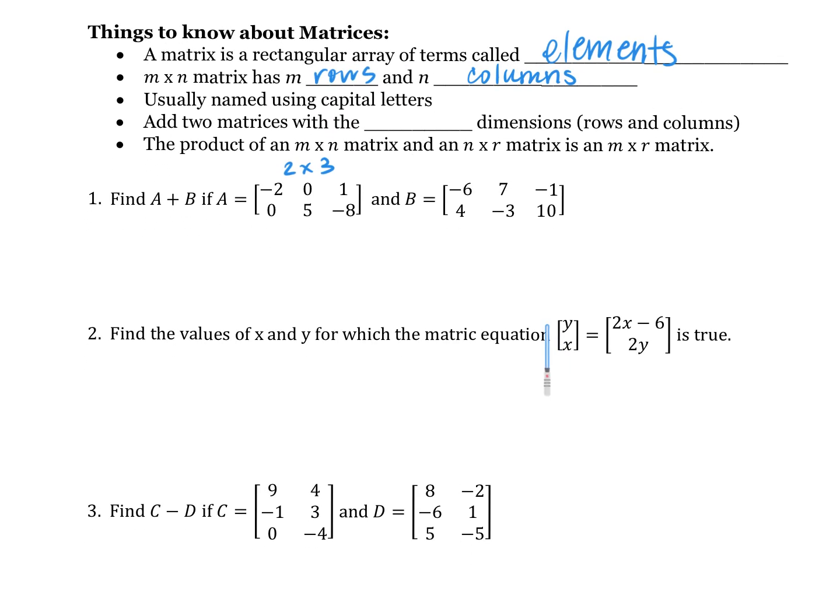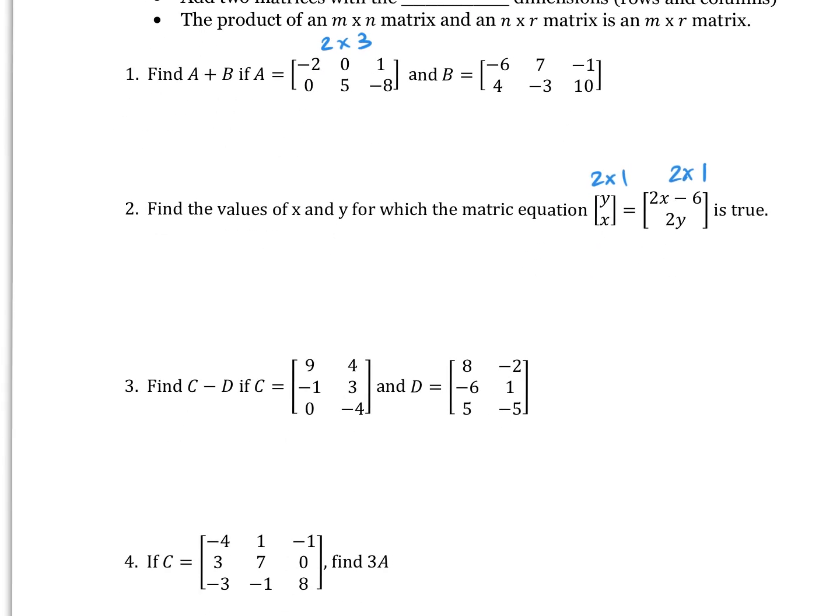What about this one? How many rows right here? 2 rows, Y and X. How many columns? Yeah, so this one right here is a 2x1. Interesting. This one is also a 2x1. This is just one element they're saying within that row. So that's also a 2x1. But I understand that that could be confusing.